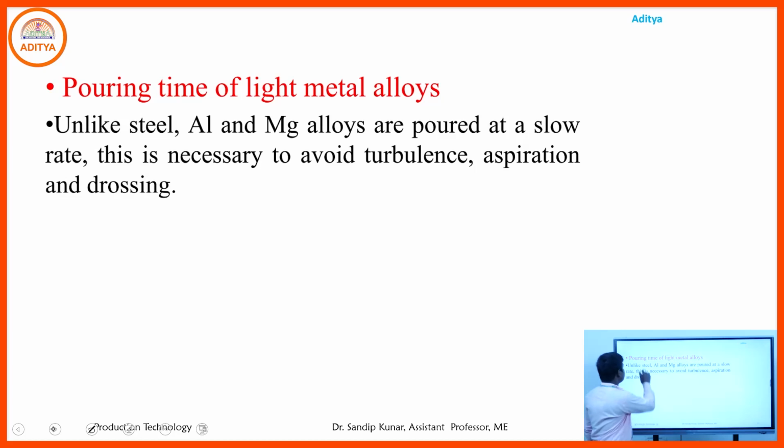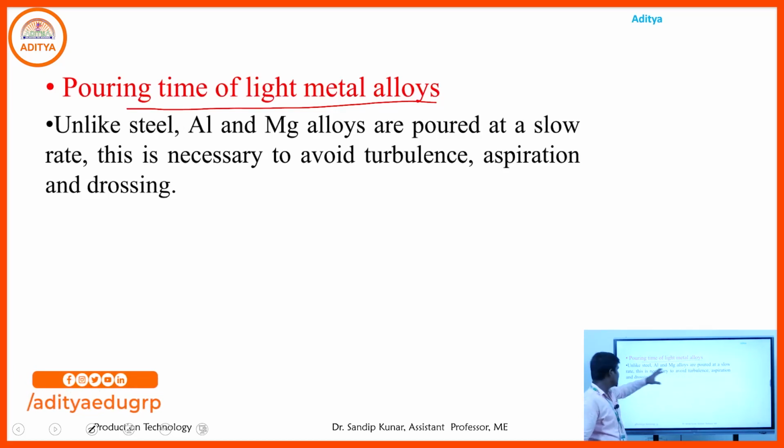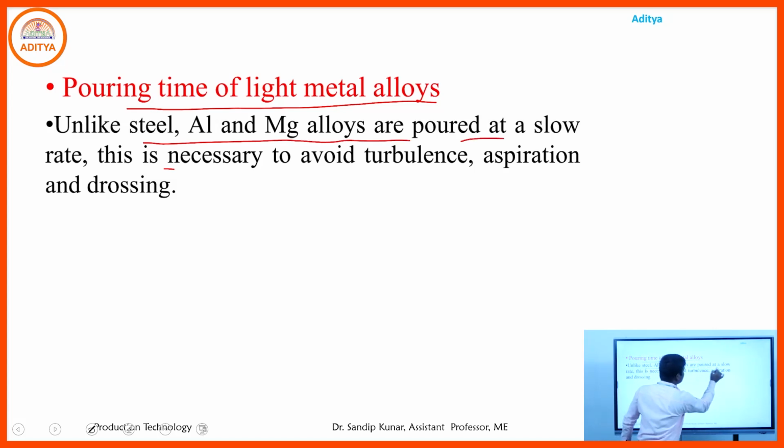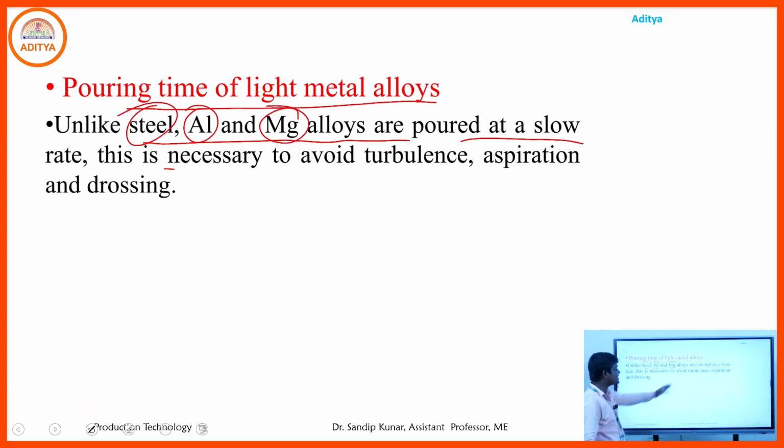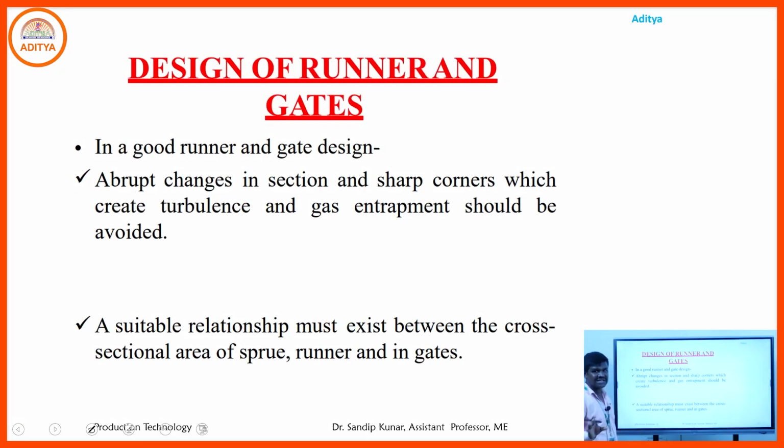So the pouring time of light metal alloys, unlike steel, such as aluminum and magnesium alloys, is maintained at a slow rate. Okay, and this is necessary to avoid turbulence and the aspiration effect in that particular casting system. So for those metals, slow pouring rates are required to avoid turbulence and the aspiration effect, meaning no gas porosity problems will be generated in that system.